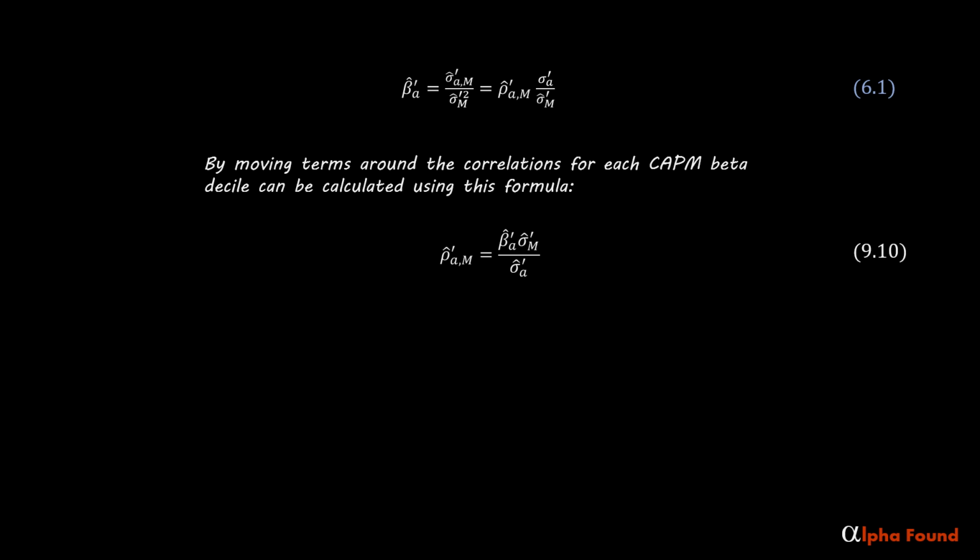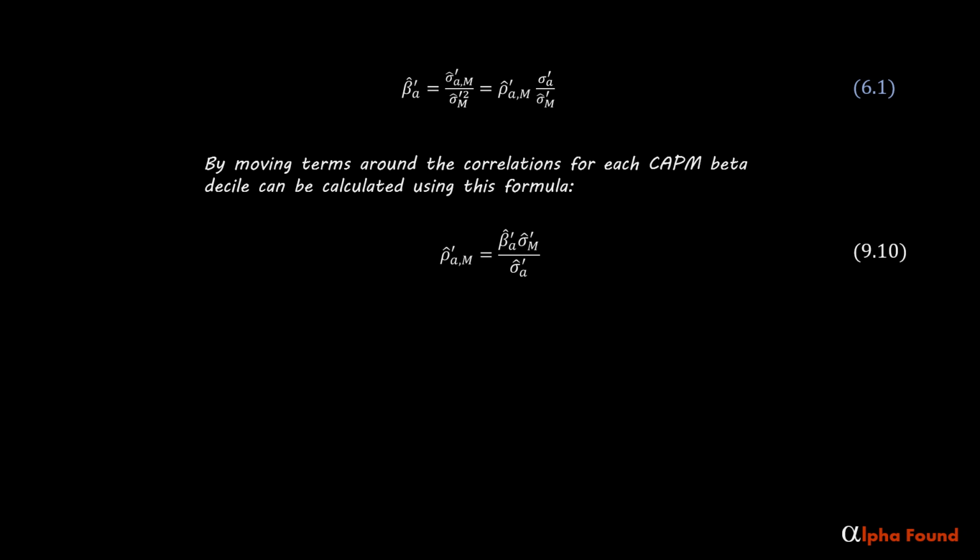If we look at the data from The Volatility Effect, Lower Risk Without Lower Return by David Blitz and Pim van Vliet, they report CAPM betas ranked by decile along with the standard deviation of each CAPM beta decile and the market standard deviation. From this, the correlation each decile has with the market can be easily derived. Blitz and van Vliet provide information on markets in the US, Japan, and Europe over the time period 1986 through 2006. If we start with the formula for CAPM beta, by moving terms around, the correlations for each beta decile can be calculated using this formula.